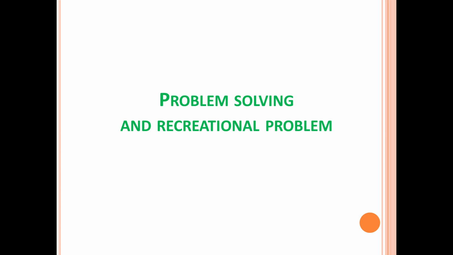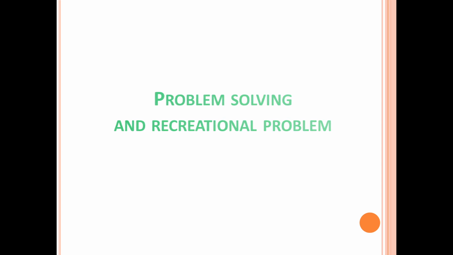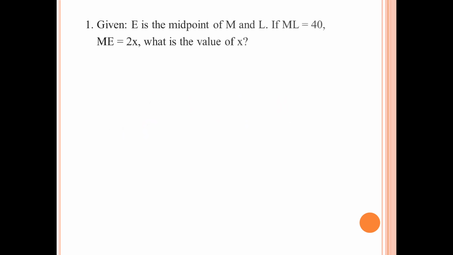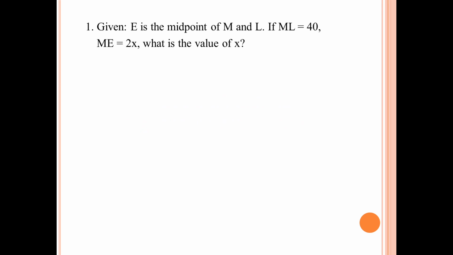Today we're going to discuss problem solving and recreational problems. So let's get started with problem number 1. Okay, let us read together. Given E is the midpoint of M and L. If ML equals 40 and ME equals 2x, what is the value of x?